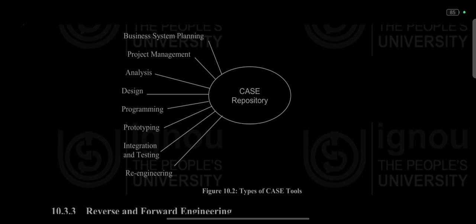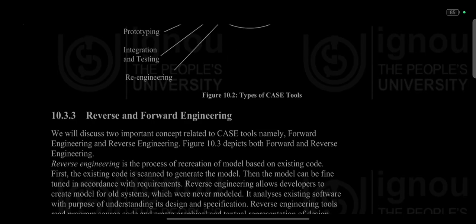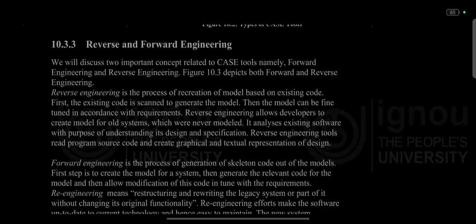Okay, 10.2 types of CASE tools. Figure 10.2. Reverse and forward engineering. We will discuss two important concepts related to CASE tools, namely forward engineering and reverse engineering. Figure 10.3 depicts both forward and reverse engineering. Reverse engineering is the process of recreation of a model based on existing code. First, the existing code is scanned to generate the model. Then the model can be fine-tuned in accordance with requirements.